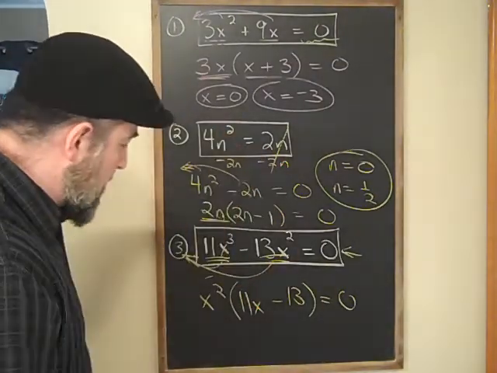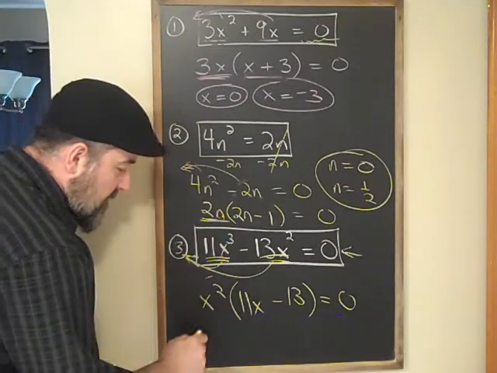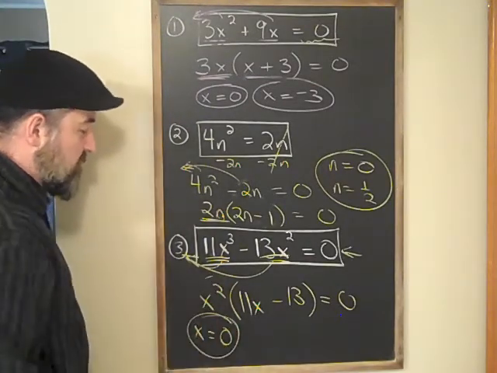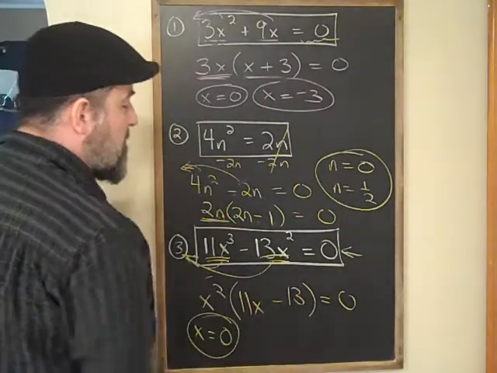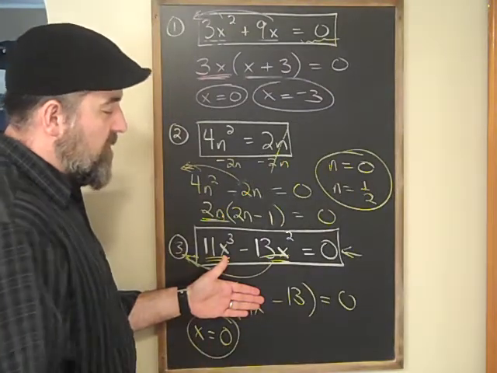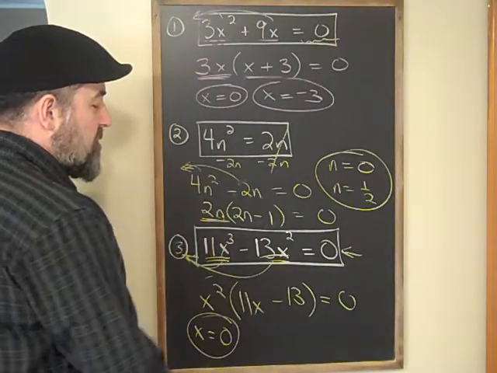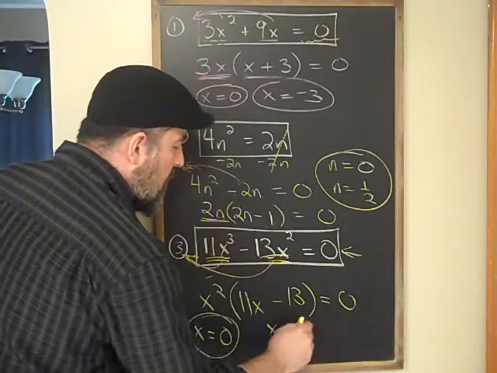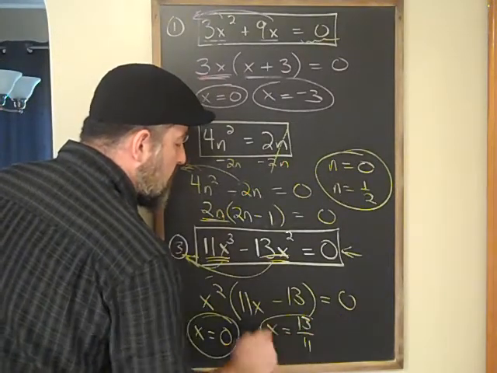Zero product property time. What makes x squared be 0? 0. If you square 0, you get 0. That's one of our solutions. 11x minus 13 has to be set equal to 0. What minus 13 is 0? 13. 11 times what gets us 13? 13 elevenths. There's our other solution.